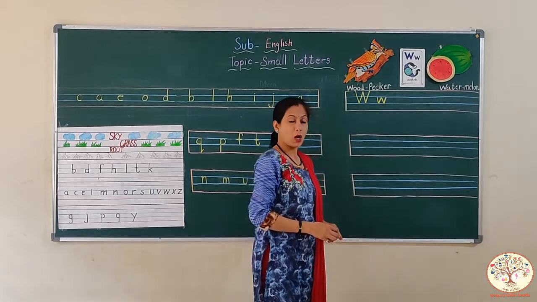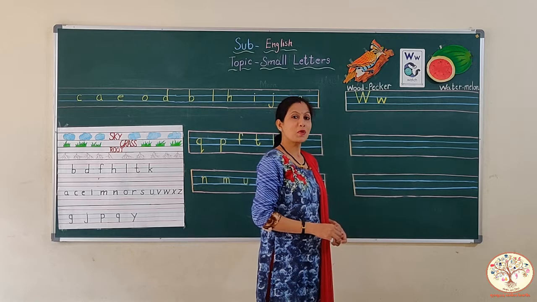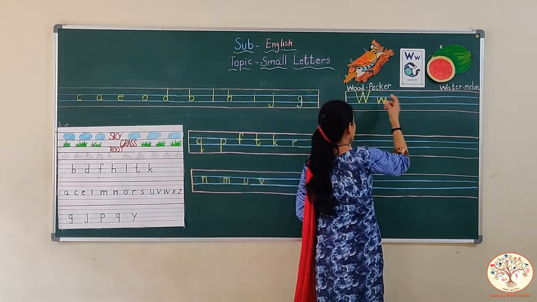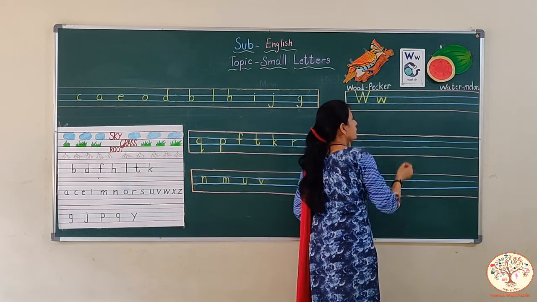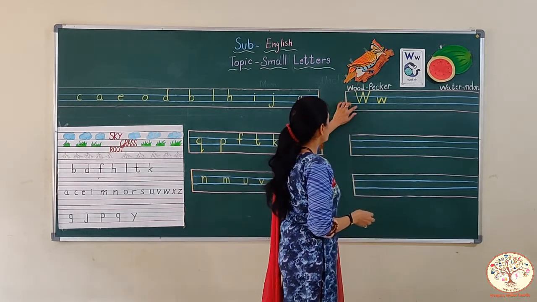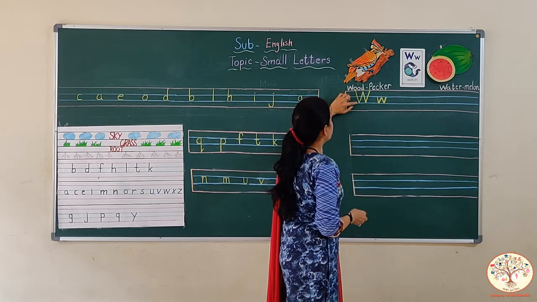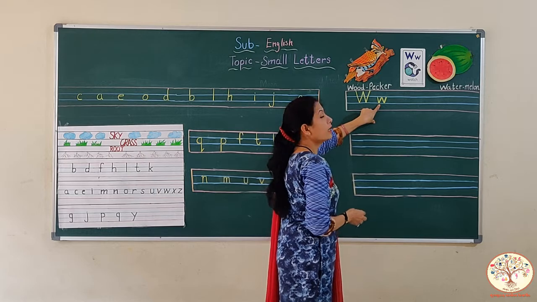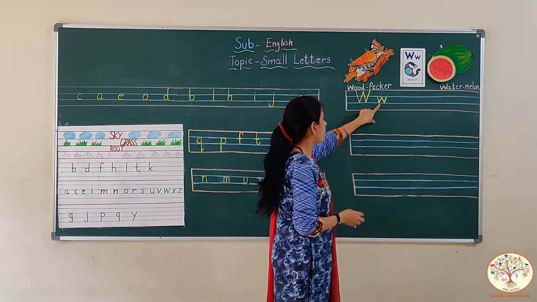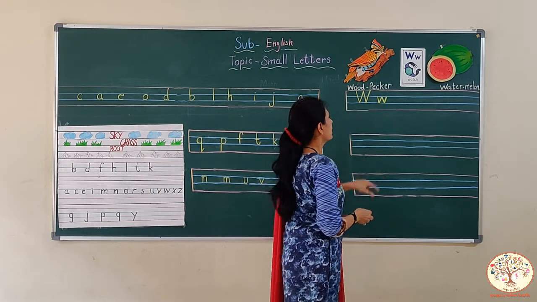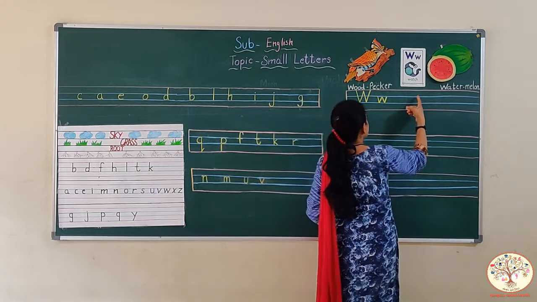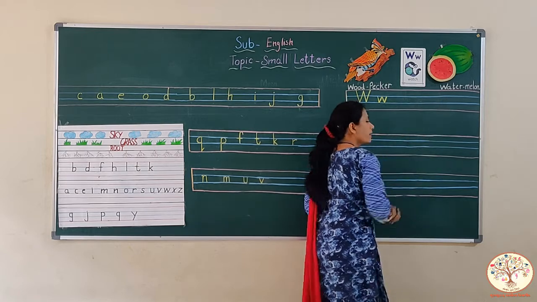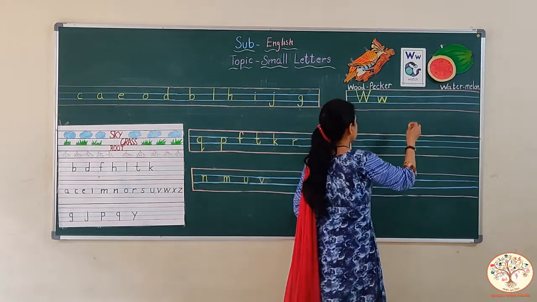So let's see how to write letter small w. Okay. In the same way as you write capital W. But capital W is written in the 3 lines, 1, 2, 3. And this one is a grass letter. Small w is a grass letter. We write this letter from the second blue line to the third blue line, that is grass line. Okay, so let's start.